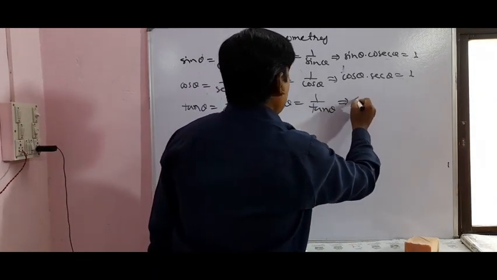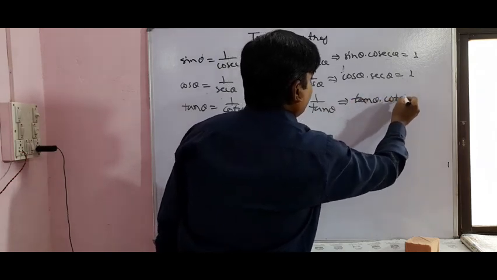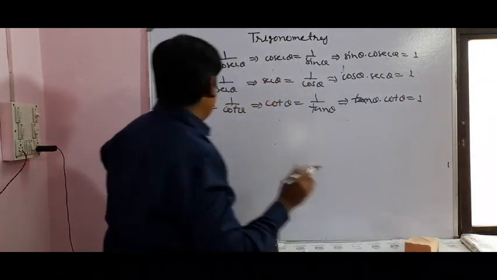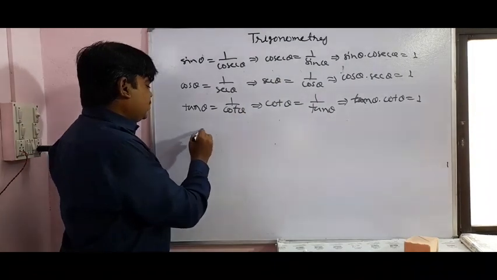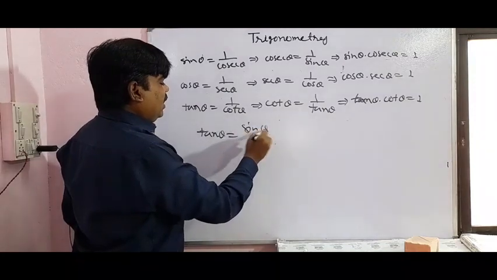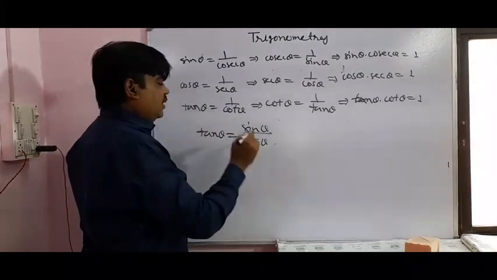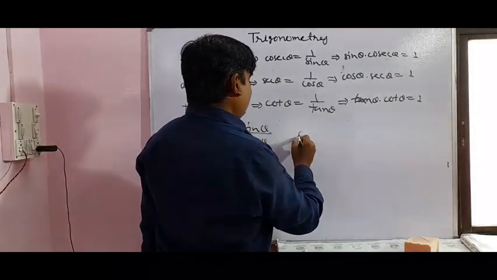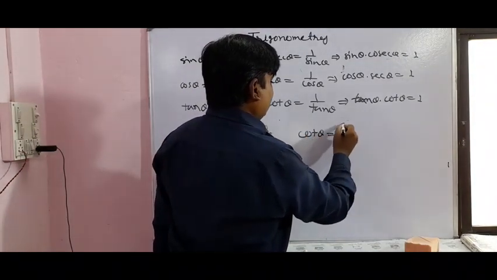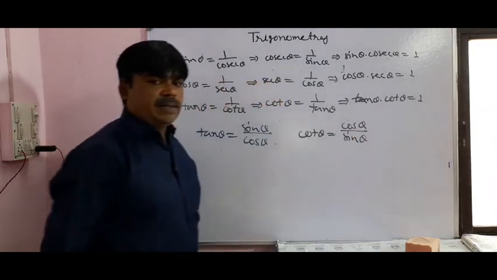And tan theta into cot theta equals 1. Now for tan theta, this will be sine upon cos. When sine theta is divided by cos theta, we get the value of tan theta. And similarly, for cot theta, this will be cos theta upon sine theta.